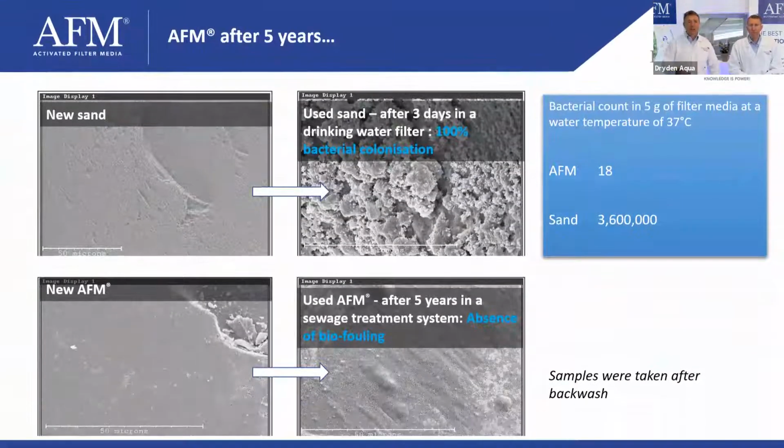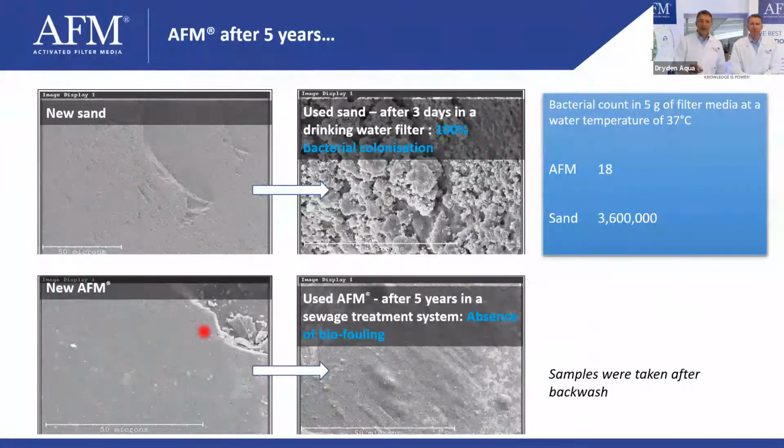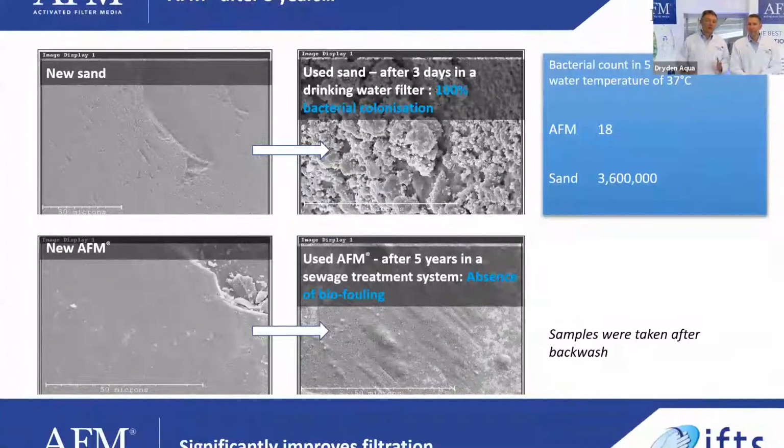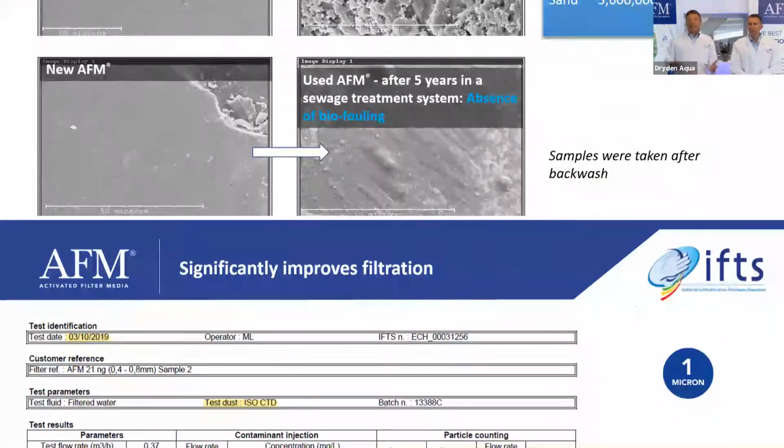This is brainwashing. And this is how new sand looks, how new AFM looks. This is how sand looks after 3 days. This is how AFM looks after 5 years. And here you see the bug count, the germ count. The aerobic mesophil germs: 18 in AFM, 36. That's exactly what you see then on the Petri dish at 37 degrees. So you see. Sorry. Next one.